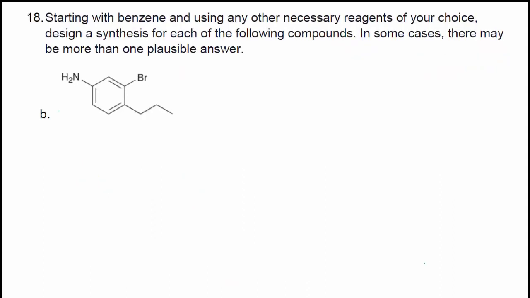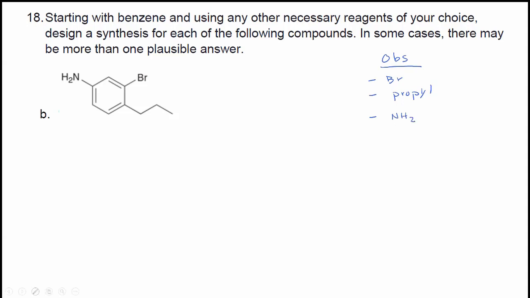All right, so here is one where we have to do the synthesis of benzene. We start with benzene and we can use any reagents here. So observations that you want to make. We have bromine. We're adding a propyl. And we have an NH2.